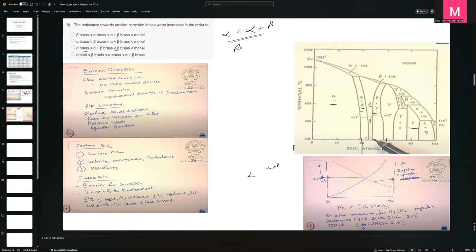It was mentioned by the professor in the lecture series. You can refer to the text transcript and search alpha plus beta brass. He has clearly mentioned that whenever there's a two phase, it will have strength more than any of the phases. Usually it has more hardness. Two phases have more. He was specifically discussing erosion corrosion resistance.